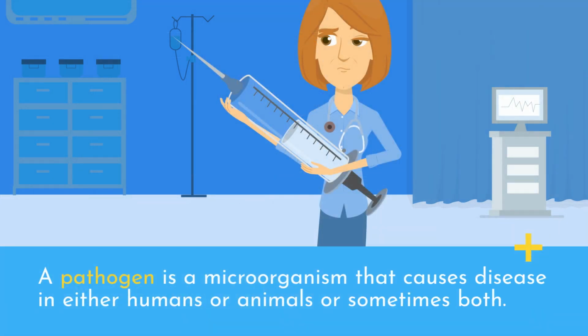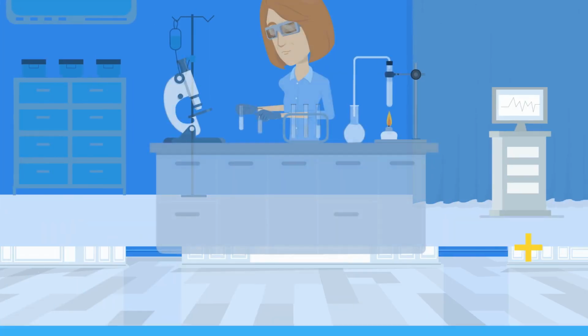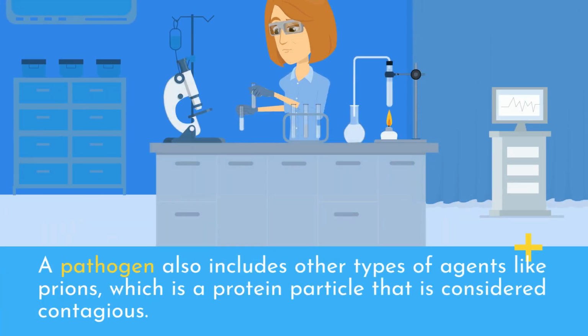A pathogen is a microorganism that causes disease in either humans or animals, or sometimes both. A pathogen also includes other types of agents like prions, which is a protein particle that is considered contagious.